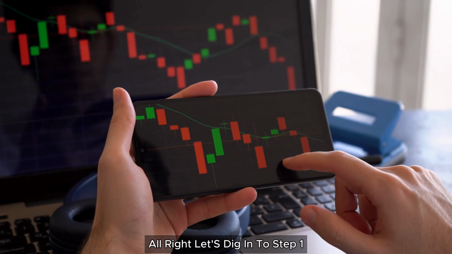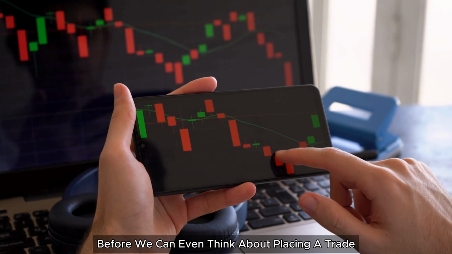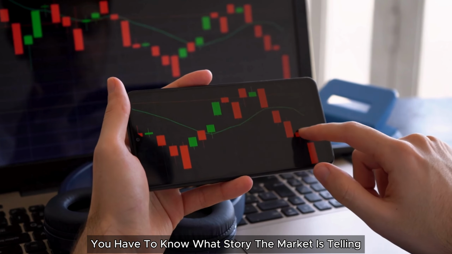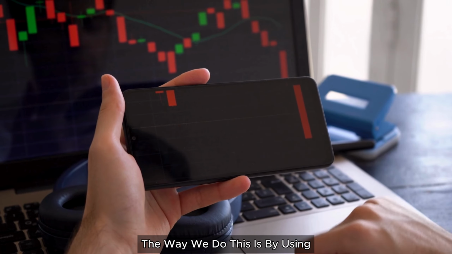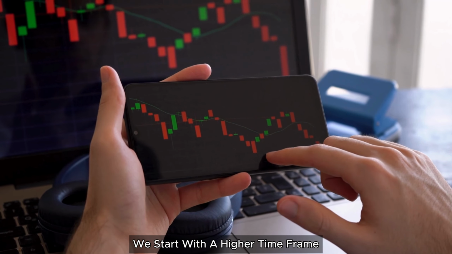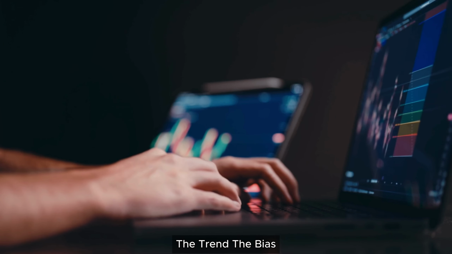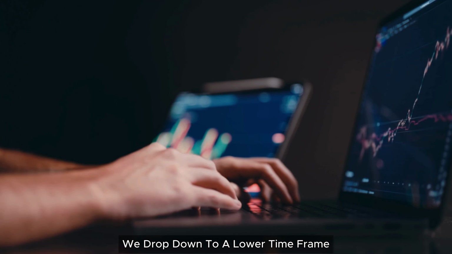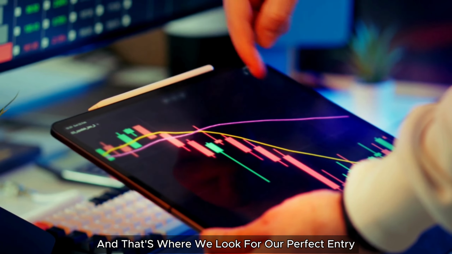All right, let's dig into step 1. Define the range. Before we can even think about placing a trade, we have to understand the overall market context. You have to know what story the market is telling before you try to guess the next chapter. The way we do this is by using 2 different time frames. We start with a higher time frame, say the 15-minute chart. This tells us the overall story, the trend, the bias, who's in control. Then once we have that, we drop down to a lower time frame, like the 1-minute chart, and that's where we look for our perfect entry.